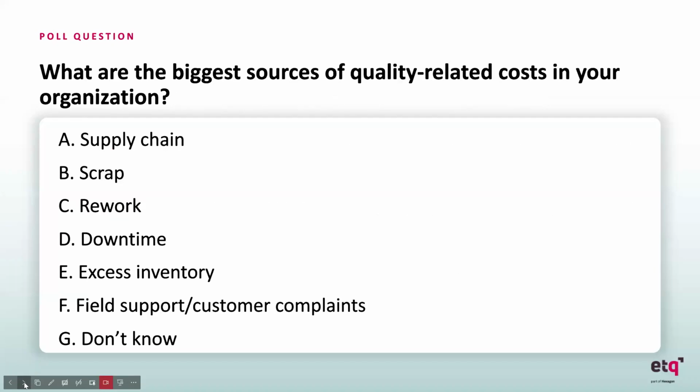The next question is, what are the biggest sources of quality related costs to your organization? Choose as many that apply. Is it supply chain, scrap, rework, downtime, excessive inventory, field support, or customer complaints, or you're not sure? Again, we'll just give you a couple seconds here.